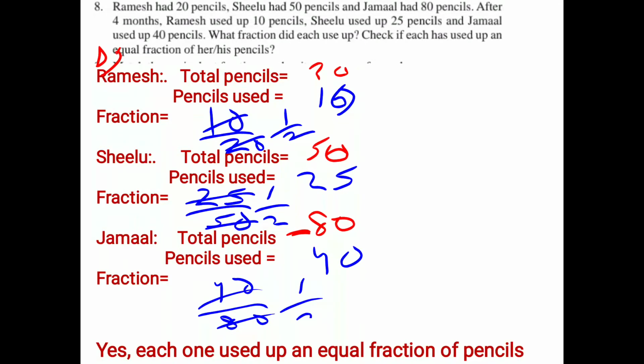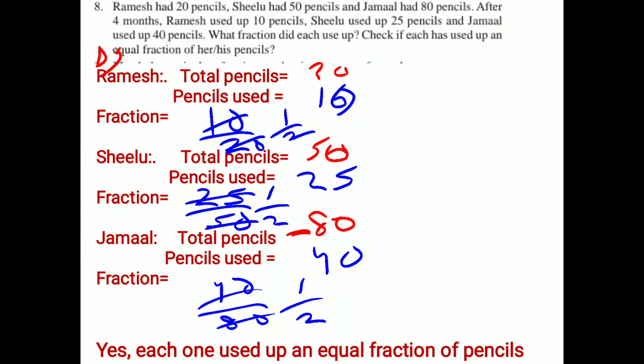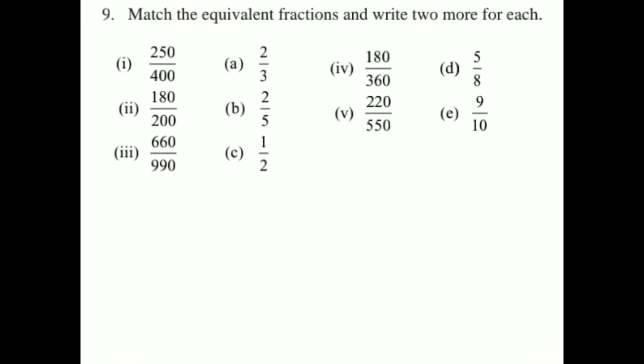What do you observe from it? That in all the cases, the fraction comes half. It means that they have used an equal fraction of pencils. So you write, yes, each one used up an equal fraction of pencils. Clear? Like this manner you do in your copy. Now we do question 9.